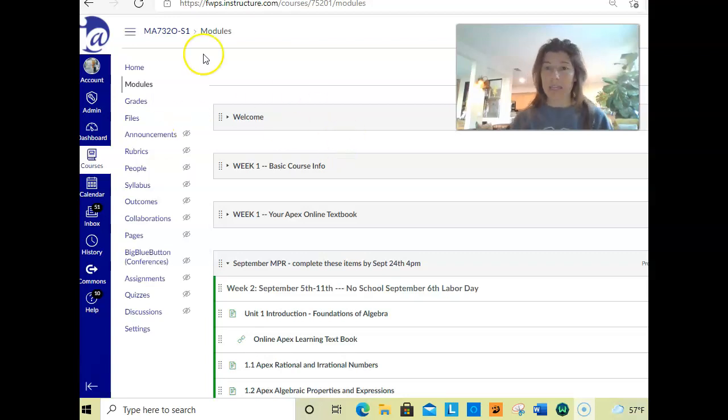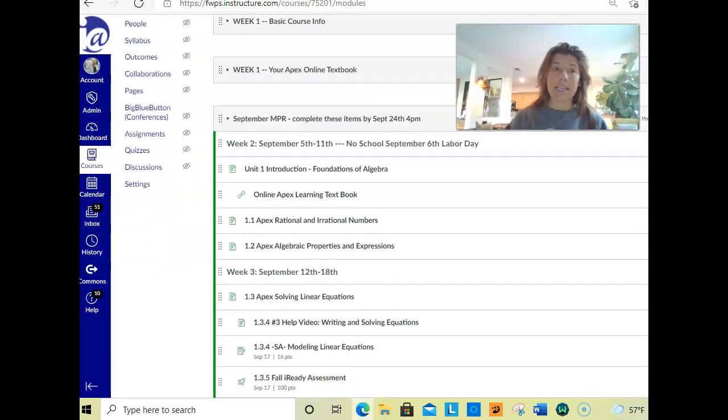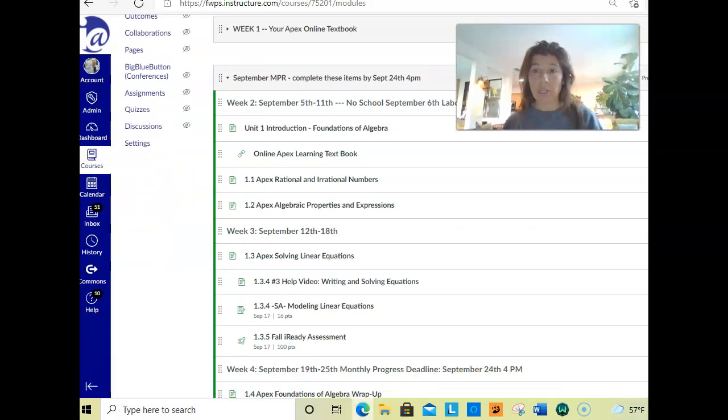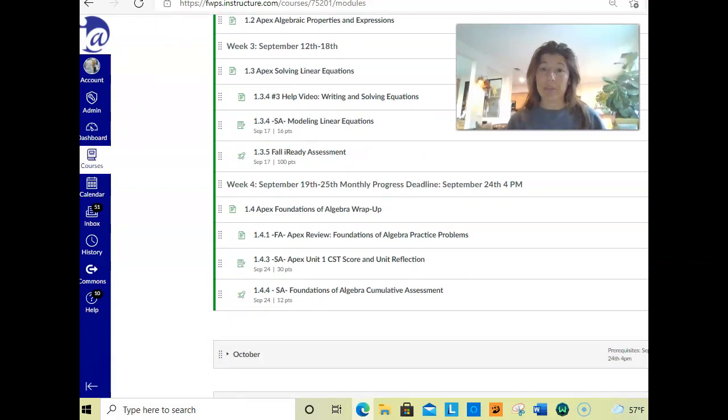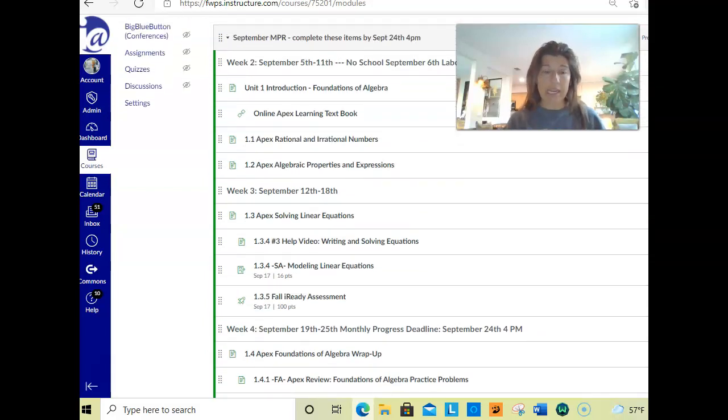So when you're in your math class, you're going to click on modules. And all of the work that is in your September module needs to be completed by the end of this week in order for you to be considered satisfactory progress. So we're looking at an example here at Algebra 1 module.